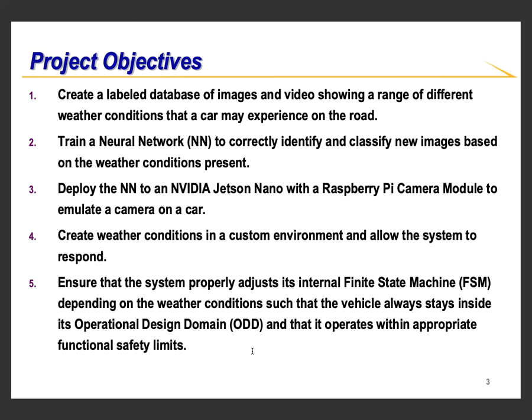So what I am specifically looking to do is just that difficult thing. Try to create a labeled database of images and video showing a range of different ambient conditions that you may experience on the road. Train a neural network to identify and classify these images and conditions, and then deploy that to an NVIDIA Jetson Nano with a Raspberry Pi camera to try to emulate what an autonomous vehicle would see.